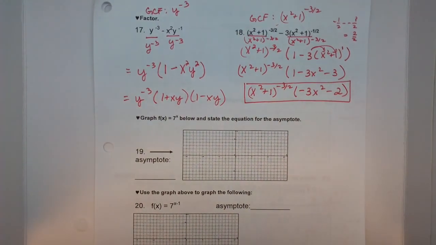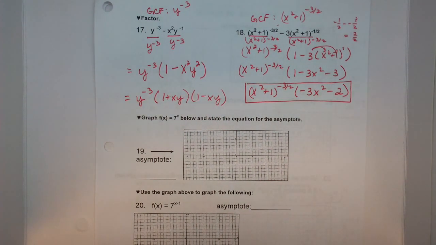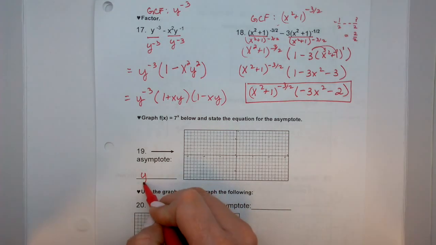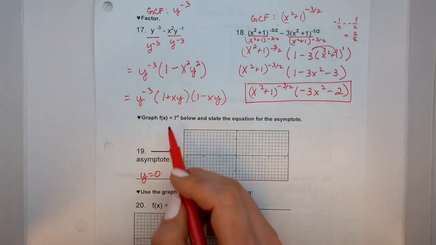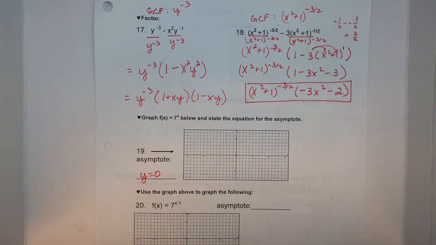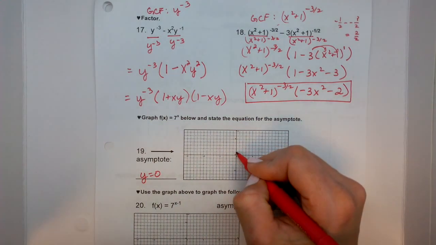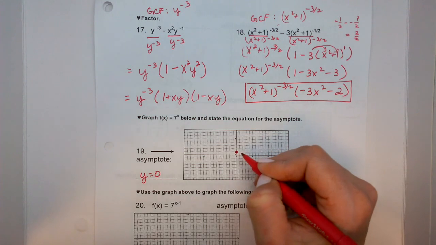Okay, moving on to the graphs. Number 19. It says graph 7 to the x below and state the equations for the asymptote. Okay, the asymptote is still going to be y equals 0. There's no transformation from the parent function. The only thing is that I have a different base than what we looked at in the notes. Okay, so the anchor point is going to be exactly the same.